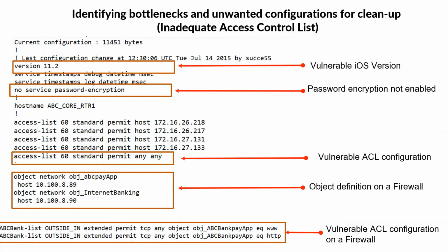The next thing is looking at the access list. Permit any is a no-no. It's similar to you having a gate without a lock. Access list should be explicit. And aside from what you are permitting, everything else should be denied.